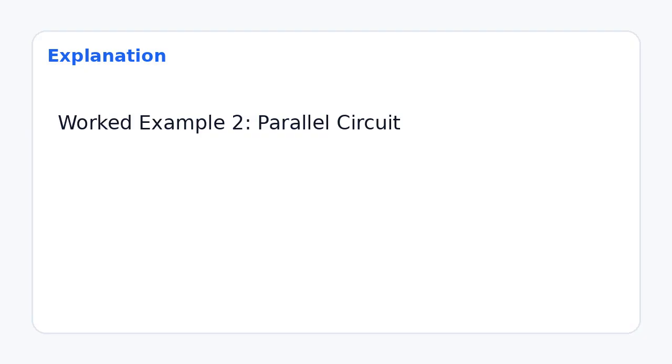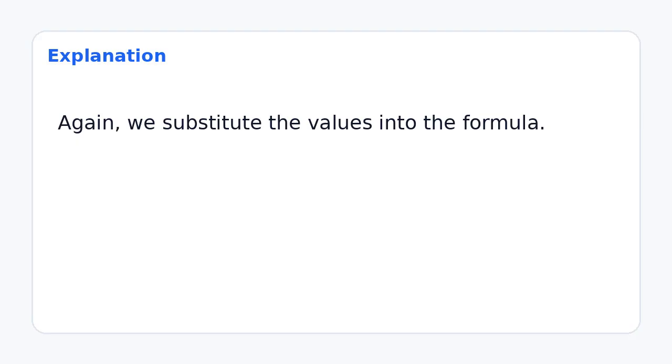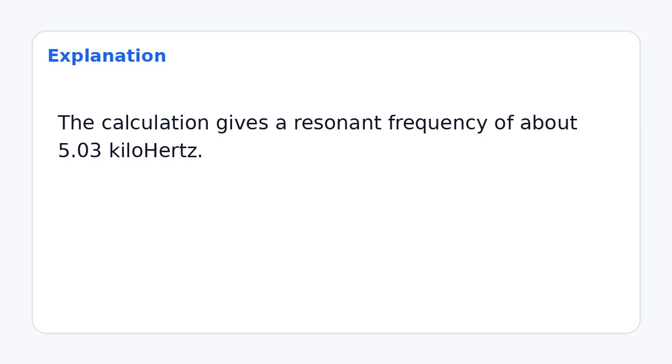Let's solve a quick example for a parallel circuit. We have an inductor and capacitor in parallel. Let's find their resonant frequency. Again, we substitute the values into the formula. The calculation gives a resonant frequency of about 5.03 kilohertz.